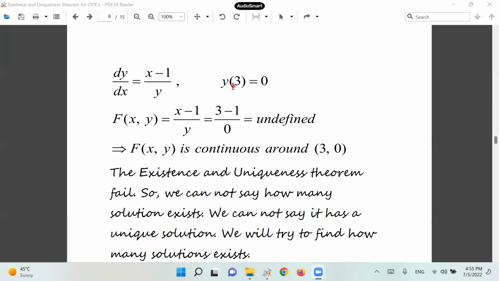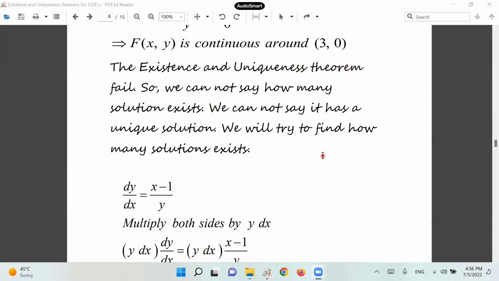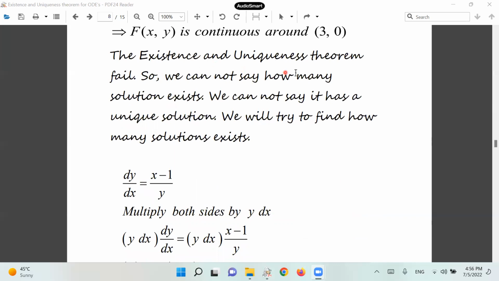So we substitute x equals 3, y equals 0. So we get something divided by 3 minus 1, which is 2. So 2 divided by 0 is undefined. This means we did not get here a real valued function. So this means that f of x and y is not continuous around 3 and 0. So the existence and uniqueness theorem failed here.